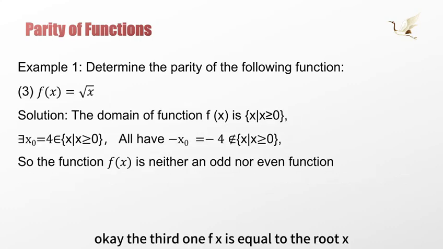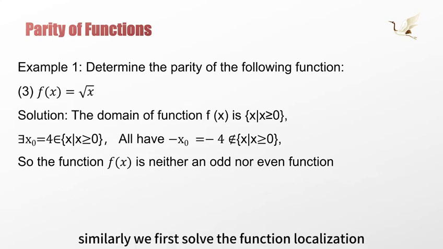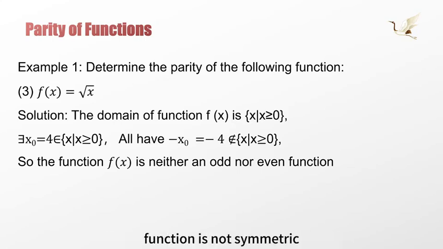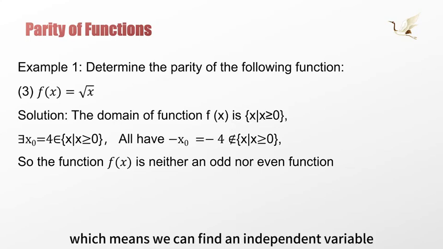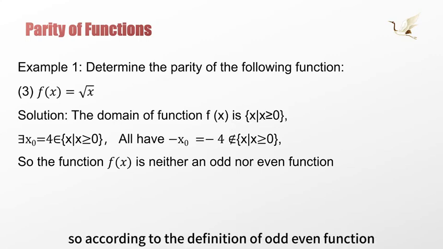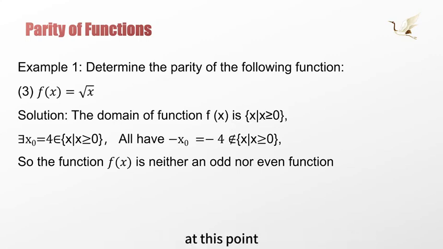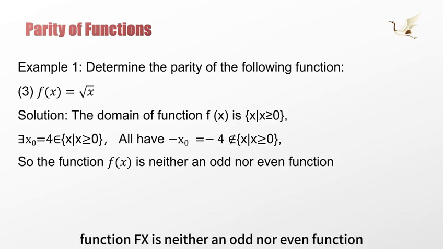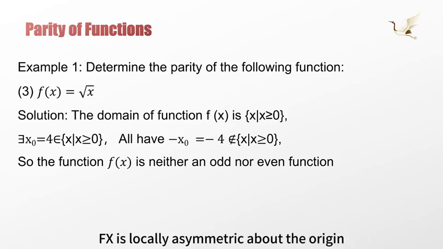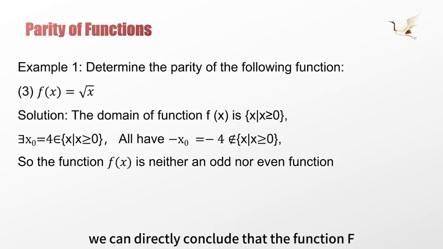Okay, the third one, f(x) is equal to the square root of x. Similarly, we first solve the domain of the function, and based on the non-negative condition under the root sign, we obtain the domain as x greater than or equal to 0. This time we find that the domain of this function is not symmetric about the origin, which means we can find an independent variable in the domain whose opposite number is not in the domain. So according to the definition of odd and even functions we just explored, function f(x) is neither an odd nor an even function. This also reminds everyone that if we have already determined that the domain of the function f(x) is asymmetric about the origin, we do not need to calculate f(-x). We can directly conclude that the function f(x) does not have parity.